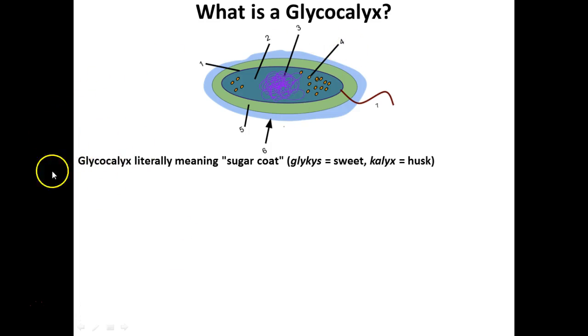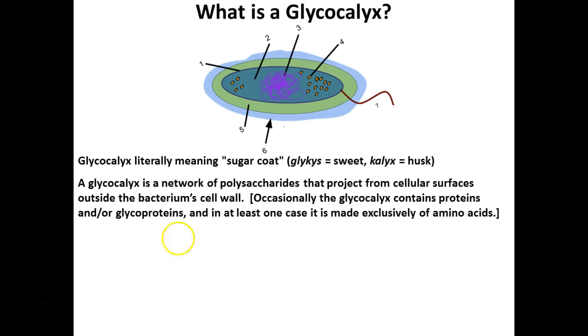They're sometimes referred to as glycocalyces, referring to glyco meaning sweet or sugar, calyx referring to husk or outer covering. So these are like sugar-coated bacteria. Most of them are polysaccharides, and they're outside, as I said, the cell wall. Occasionally they're made of glycoproteins, like I mentioned earlier. And there's only one that's exclusively made out of amino acids instead of sugars, and that's actually anthrax. Anthrax's capsule is made out of amino acids instead of sugars.